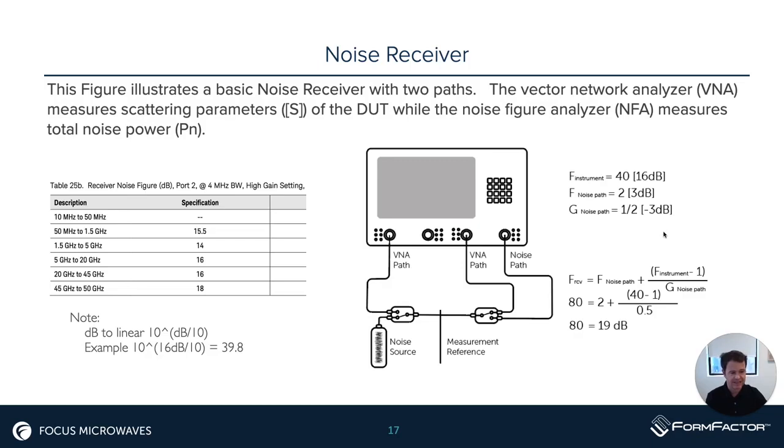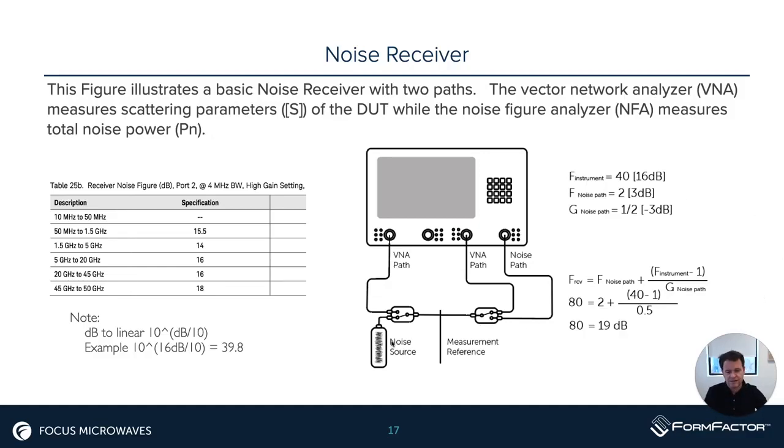So what happens in that case? That becomes 0.5, right? So if we put that in the equation, now we have a noise path of 2. And if we put the noise figure of the instrument of 40 minus 1 divided by 0.5, this comes to 80, and 19 dB if we translate it back to noise figure. So this number is greater than this, and it makes total sense with what we were calculating. The noise figure of the analyzer is 16 dB plus the 3 dB loss of the path comes to 19. So the math makes sense.